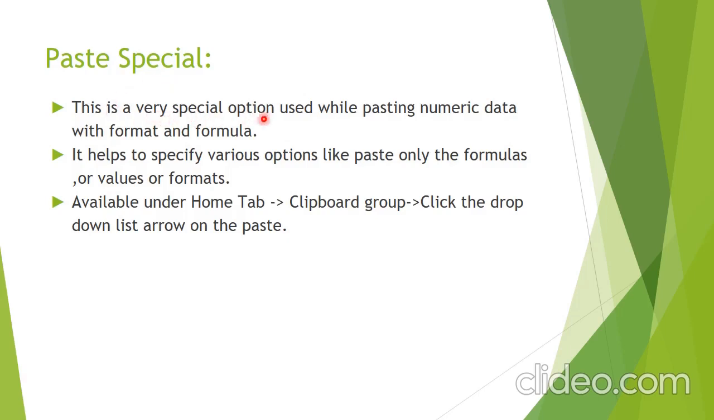This is a very special option used while pasting the numeric data with the format as well as the formula. Clear? So whenever we want to copy the number with the formula, I use the Paste Special option. This option is available under the Home tab, in the Clipboard group, under Paste. We just click on the paste options, then we can copy our numeric plus formula data. So hopefully everyone understands the usage of Paste Special in Microsoft Excel.